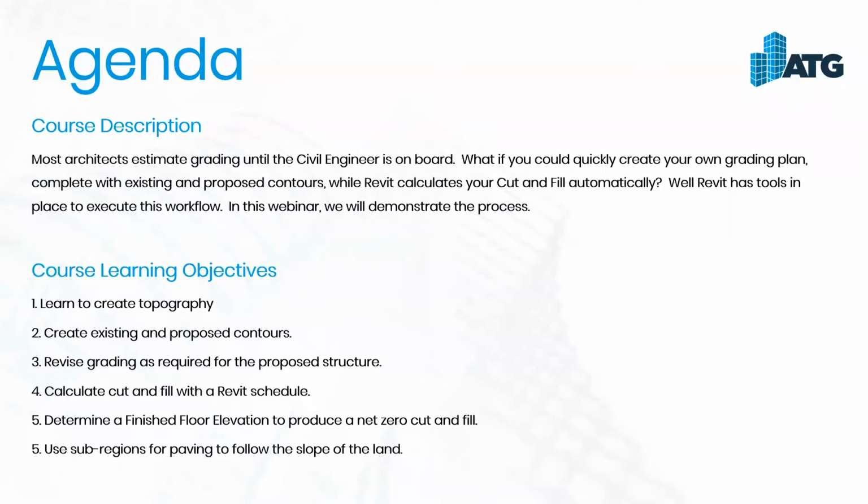However, what if you're designing a project on a sloped site and the grading plays an important role in the overall design? In this case, we would encourage using Revit's innate tools to develop the site in 3 dimensions. So in this webinar, we will cover how to create topography, how to create existing and proposed contours, revise grading as required for the proposed structure, calculate cut and fill with a Revit schedule, determine a finished floor elevation that produces a net zero cut and fill, and then finally use subregions for paving to follow the slope of the land.